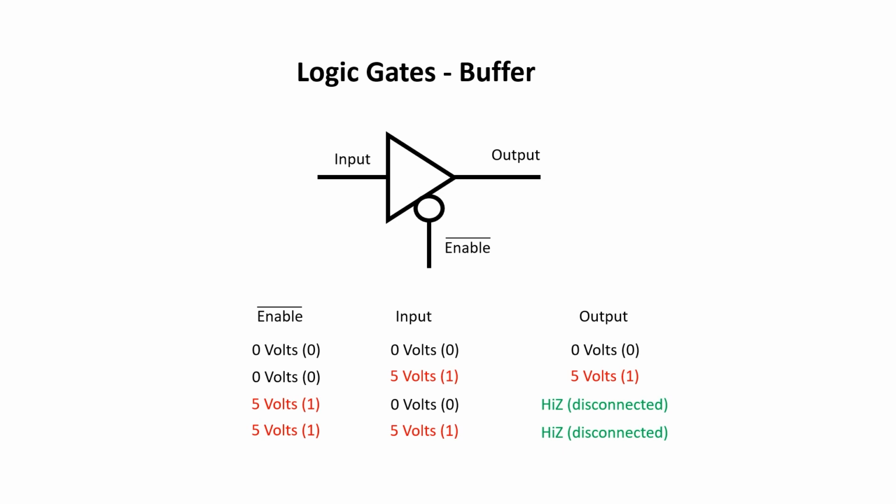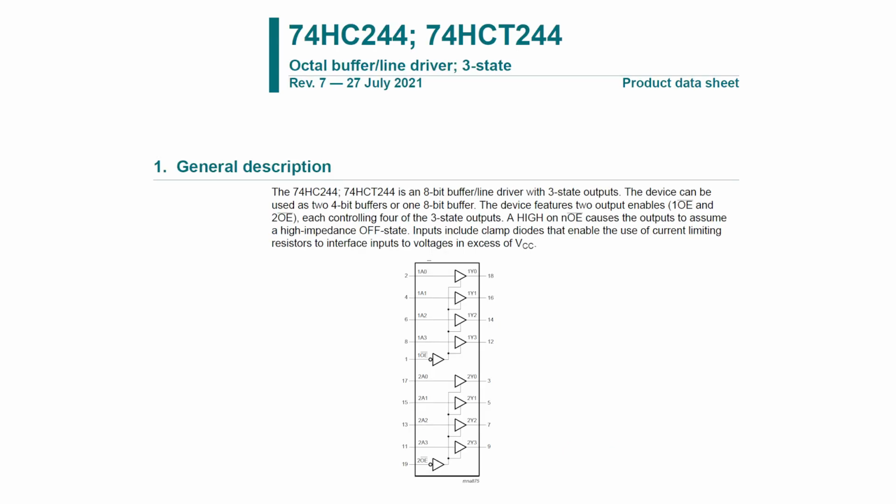This means that the output is disconnected from the buffer and the wires are just floating. This is also called a tri-state buffer, and this allows other devices to drive a bus that might be connected. The 74HC244 contains 8 of these buffers, but it's grouped into 2 sets of 4, where each group of 4 has an independent enable line.